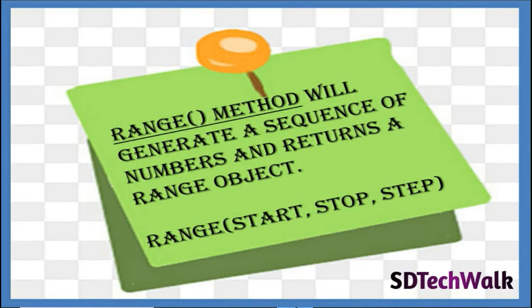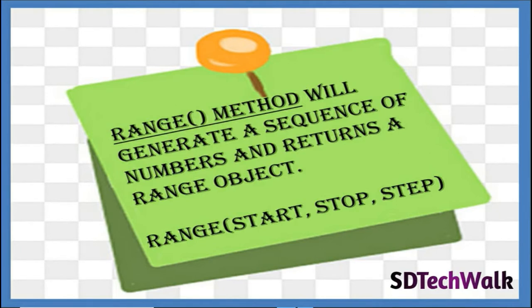Now, what is range method? A method or function is a set of instructions which will perform a particular task. Like that, range method will generate a sequence of numbers and return a range object. And range method takes three parameters. One is start, from where the sequence has to start, the next value is stop, till where it has to stop, and the step size will tell the increment value, increment or decrement. So this is my range method.